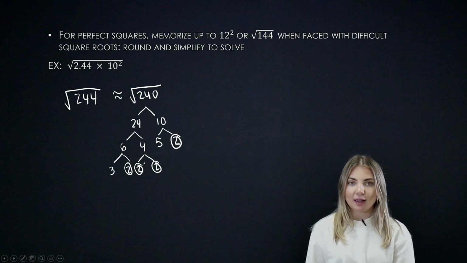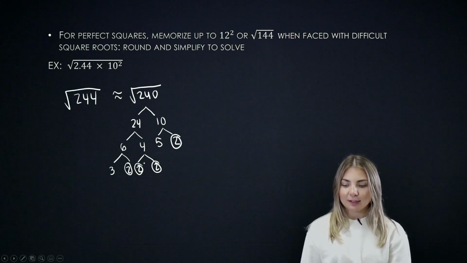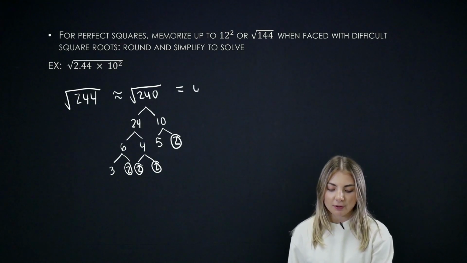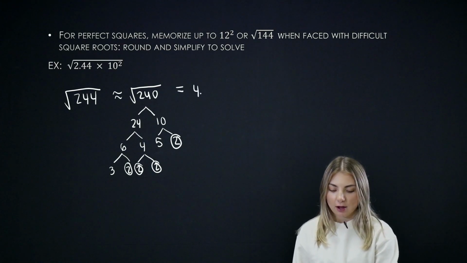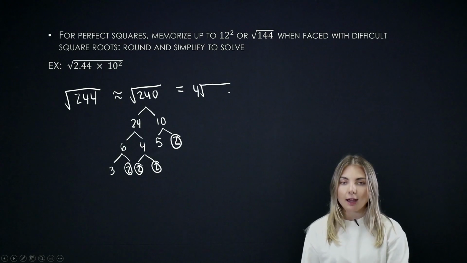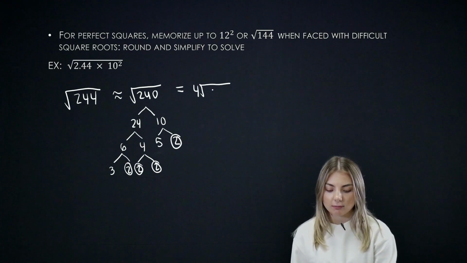So this means that we have 2 pairs of 2. So 2 times 2 equals 4. And we'll put this on the outside of our square root. And now we're left with 5 and 3, and 5 times 3 equals 15.